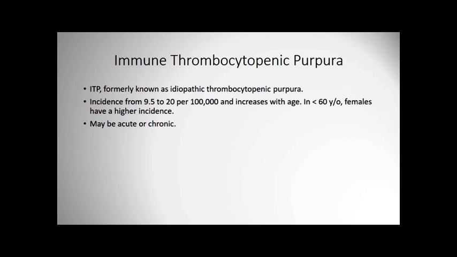Immune thrombocytopenic purpura, ITP, formerly known as idiopathic thrombocytopenic purpura. We still call it ITP because there is no change in the first letter. Notice the incidence, up to 20 per 100,000 people in the general population. It increases with age, and there is a higher incidence in females less than 60 years of age. There can be an acute disease or a chronic condition.